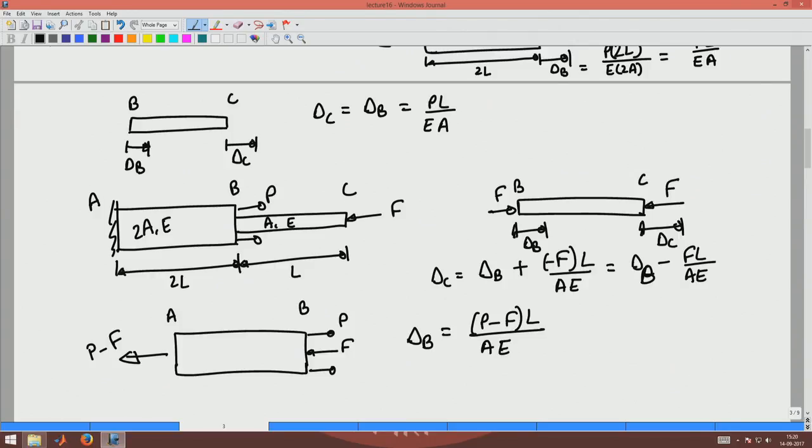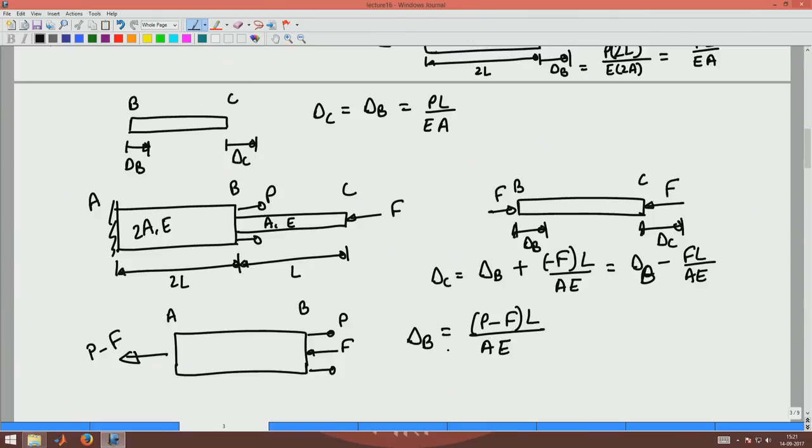So, delta B would be this P minus F into L by AE. From our expression for the displacement at a point of a member for which the applied axial force is P which is in tension, this will be the displacement of B. So, now delta C becomes PL by AE minus 2FL by AE, substituting for delta B in there. So, that is the displacement of the point C.